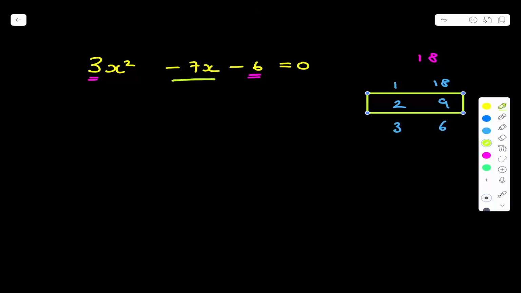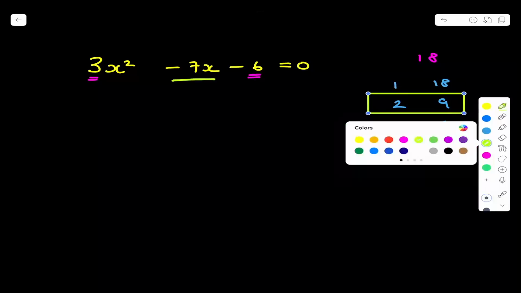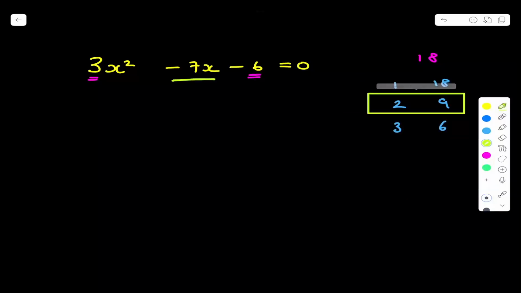So it would be negative 9 plus 2, right? So let's put the negative 9 plus 2 add together to give me negative 7. And they have to multiply together to give me negative 18. So remember, 3 times negative 6 is negative 18, which they do. Positive 2 times negative 9 is negative 18. So we know we've got the correct factors.